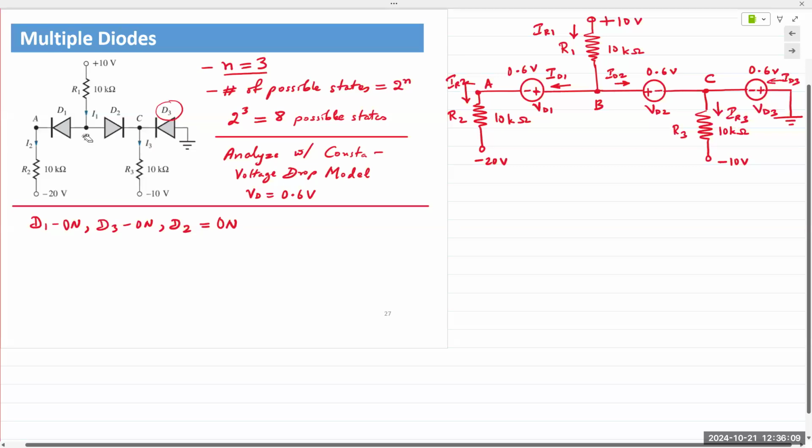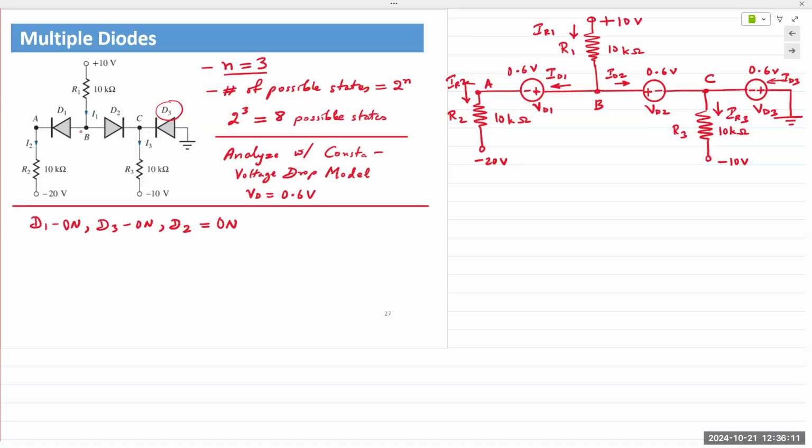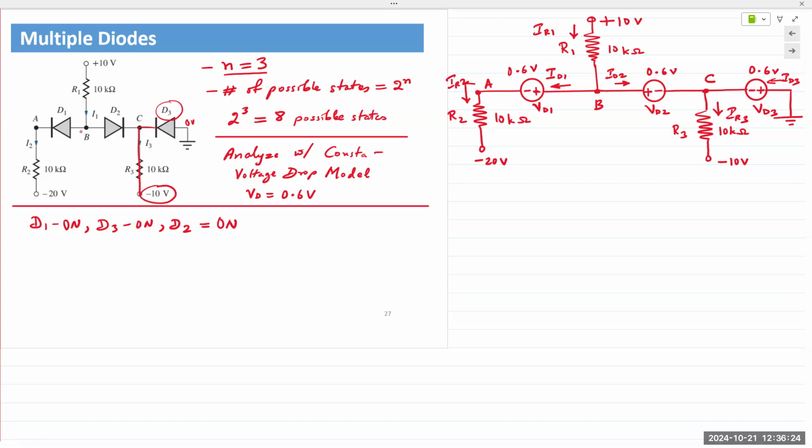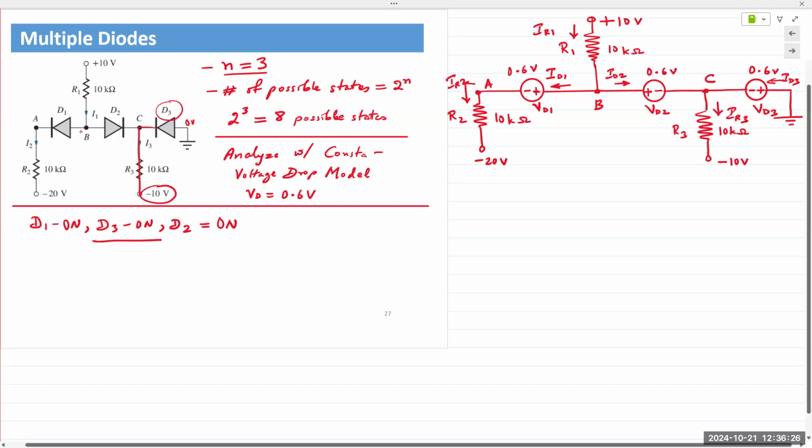The anode of D3 is connected to ground, meaning it's held at 0. However, the cathode is connected to minus 10. So the cathode is at a lower potential than the anode. More likely than not, D3 is also on. And again, at this point, we just don't know.